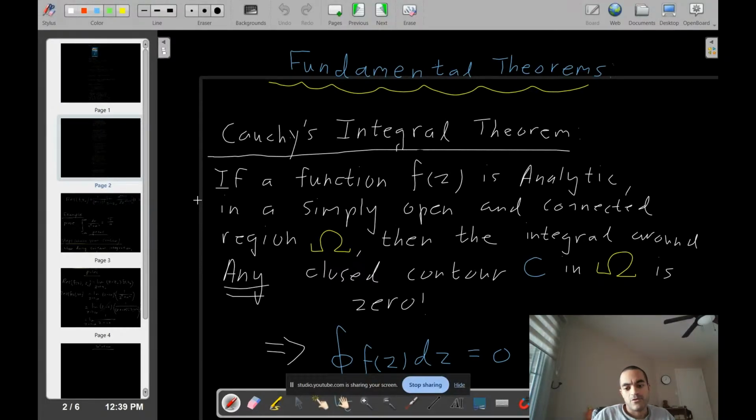So I'm going to repeat. If a function f of z, so f is a function of a complex number because z is a complex number, is analytic, okay? Is analytic in a simply open and connected region. So an open region, the region's open, right?